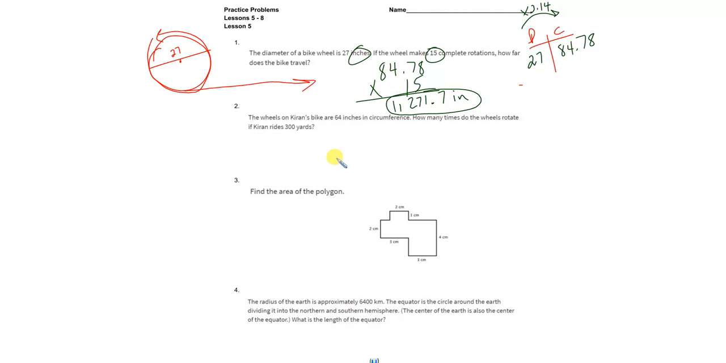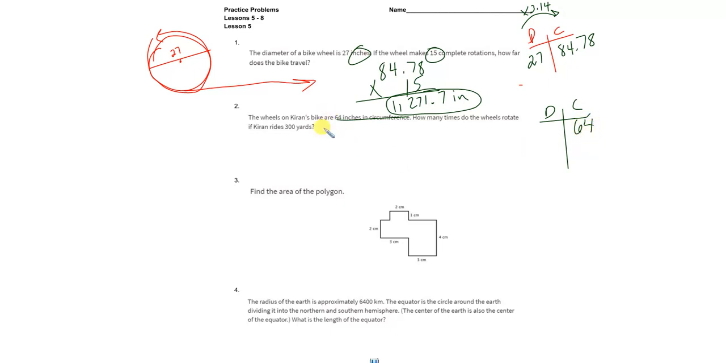The second one is very similar to it. The only difference is it's giving us circumference, and we have to find out how many times the wheel rotates to go 300 yards. So we already know circumference, so we don't have to do the conversion with pi to get there. We already know that the circumference is 64. So we don't have to multiply it by pi.